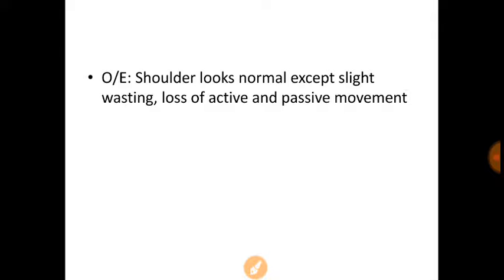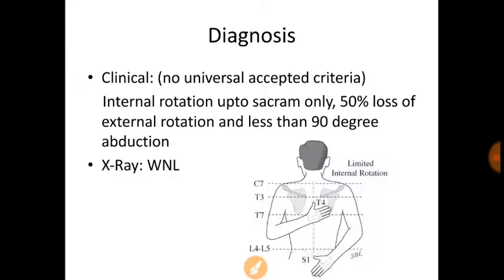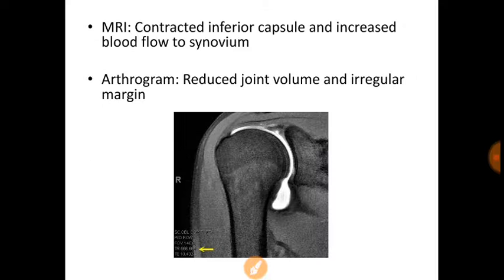On examination, the shoulder looks absolutely fine, except there might be some degree of wasting due to loss of the use of the arm, and loss of active as well as passive movement. Clinically, there is no universally accepted criteria for diagnosing frozen shoulder, but whenever there is a loss of internal rotation up to the sacrum only, 50% loss of external rotation, and less than 90 degrees of abduction, it is often called a frozen shoulder, and the X-ray is within normal limits.